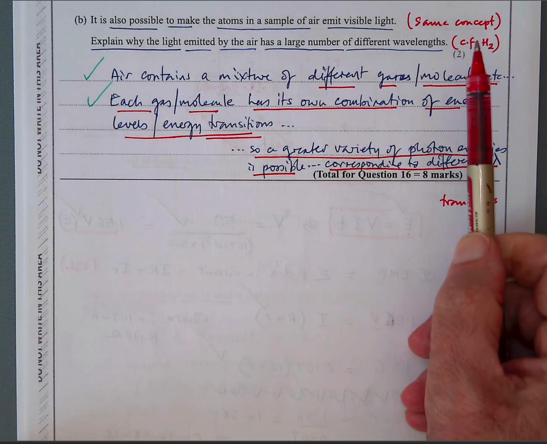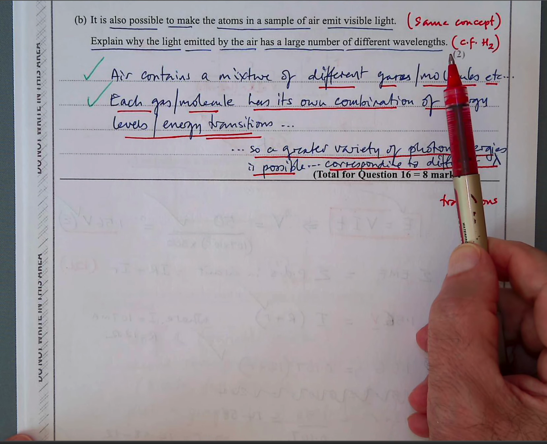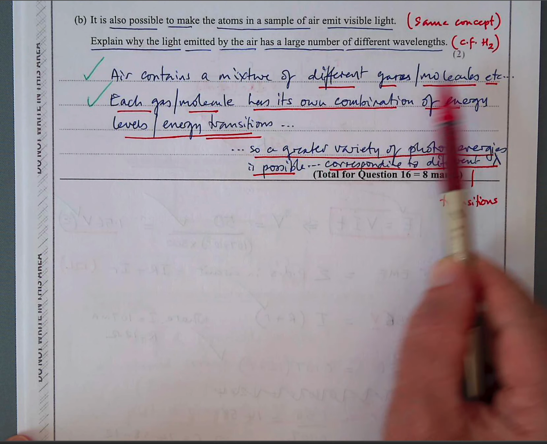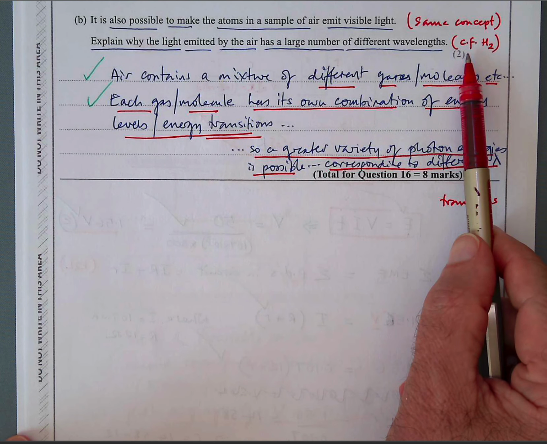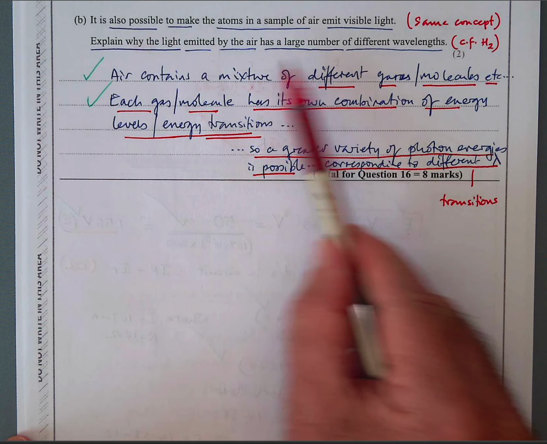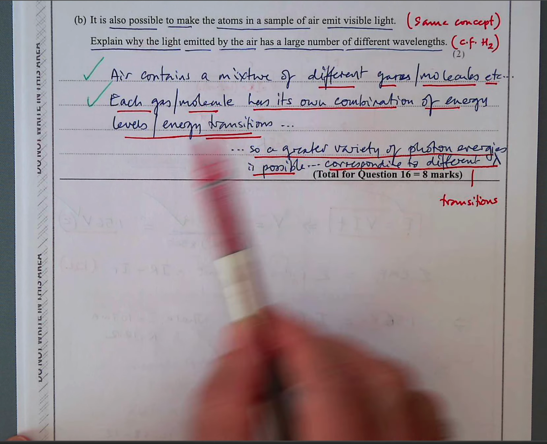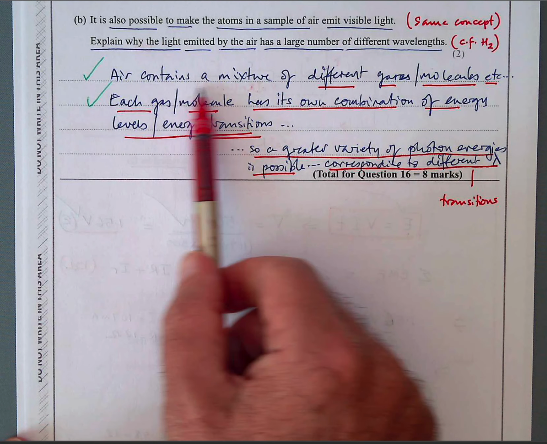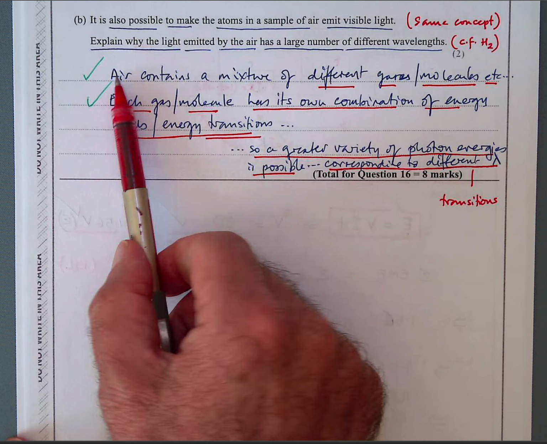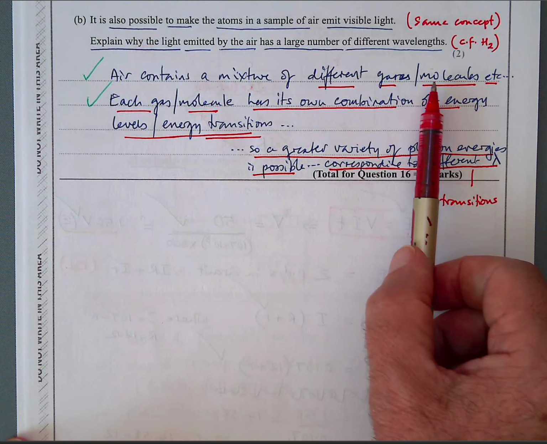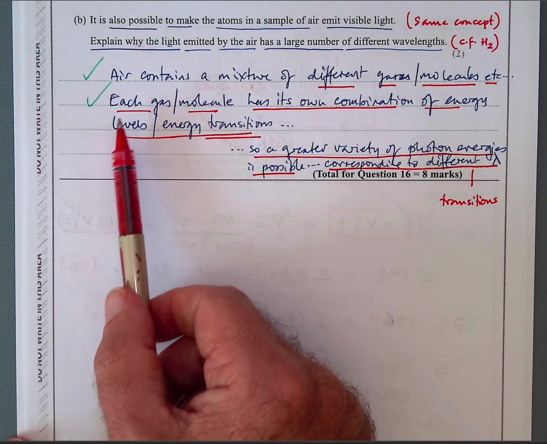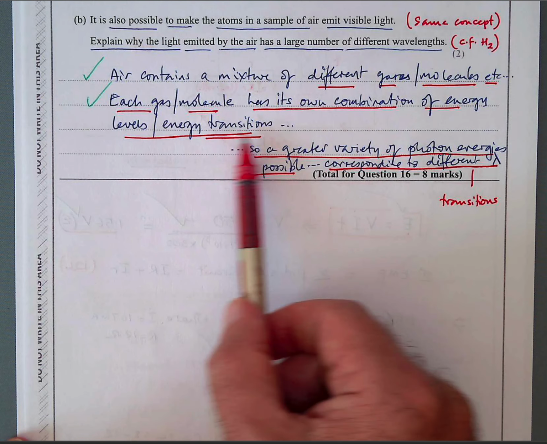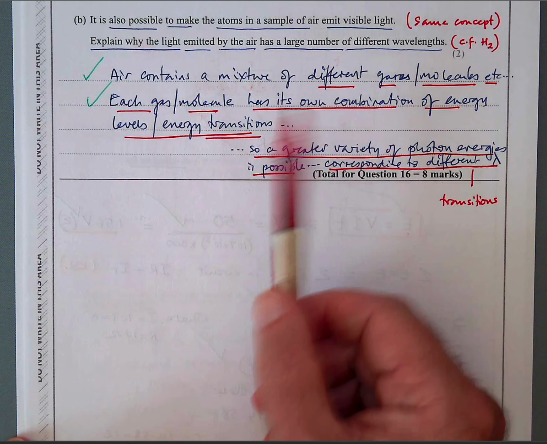The more simple the atom, the fewer energy transitions are possible. The more complicated the atom or the molecule, which is even more complicated, the more variation in energy levels you have, and therefore you will be able to get more transitions possible. Air contains a mixture of different gases, molecules. So as long as you explain that it has a different mixture, there's already 1 mark out of the 2. Each type of gas or molecule has its own combination of energy levels or transitions, and that's why you would get a greater number of wavelengths.